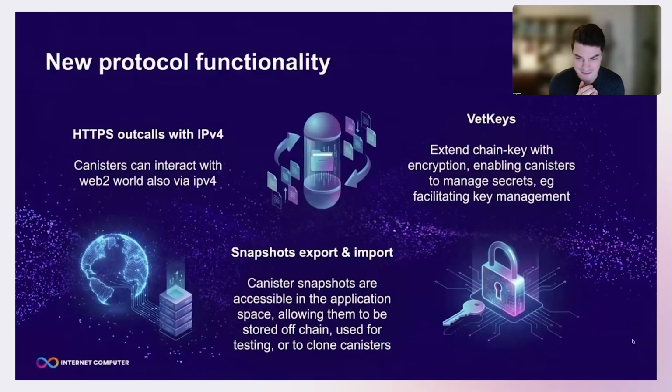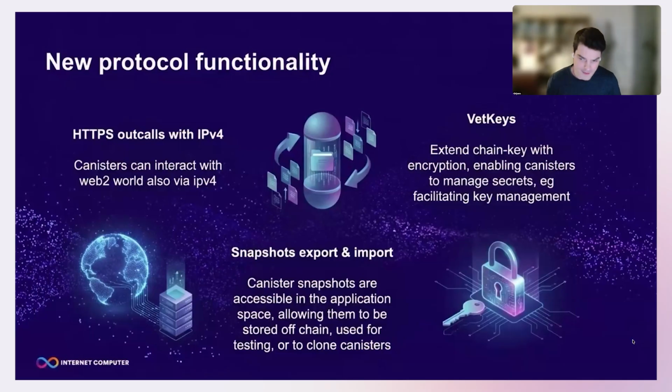Some highlights are, I think, that HTTPS outcalls are now IPv4 enabled. HTTP outcalls are a very important functionality that enables canister smart contracts to not just interact with other canisters, but also with the whole wide Web 2 world via HTTP. One restriction was that it only did IPv6, but now that restriction is lifted. So now your canister can communicate with the whole wide world.